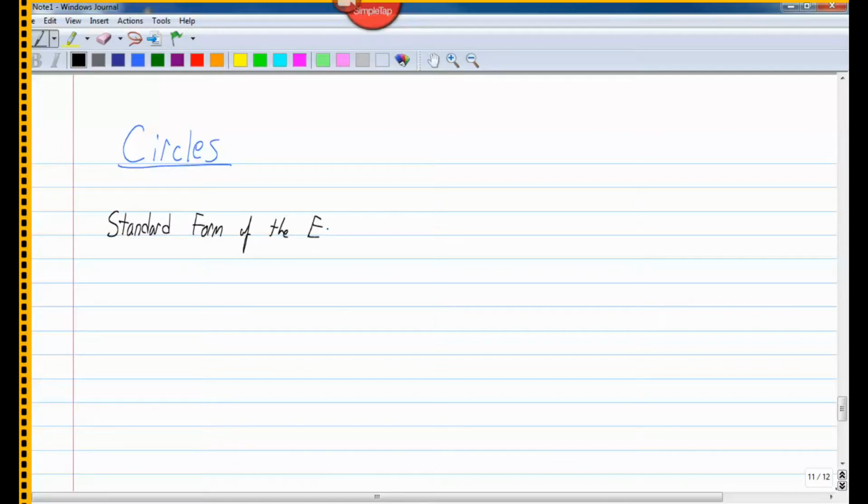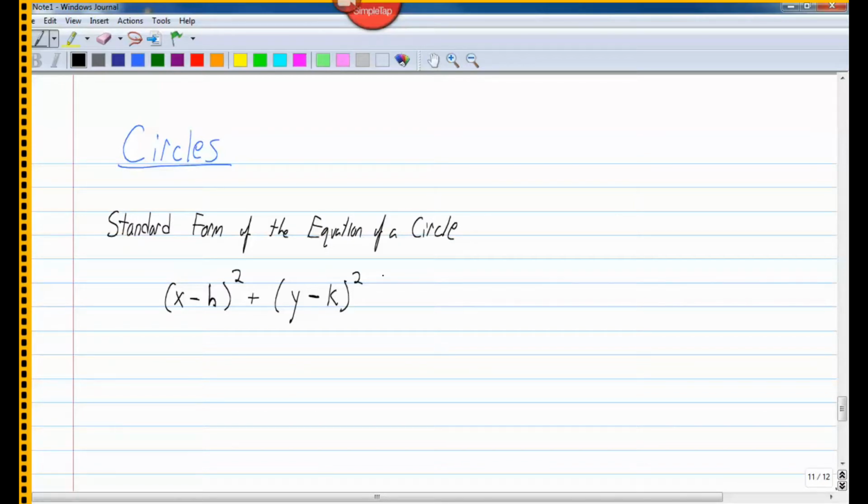of the equation of a circle is x minus h squared plus y minus k squared equals r squared. This is the standard form of the equation of a circle.